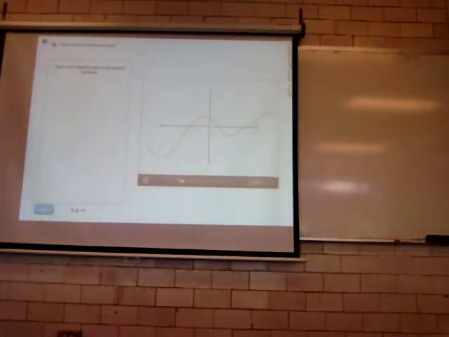Okay, so let's review. Given the original function y equals f of x, y equals f of x plus a moves the function which way, assuming that a is a positive number?